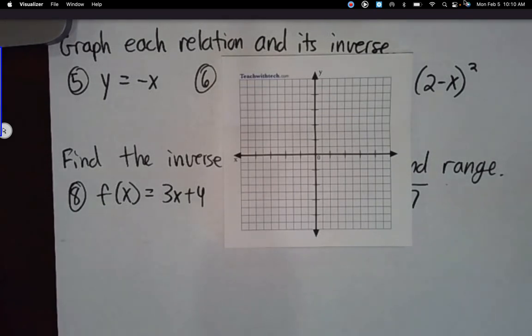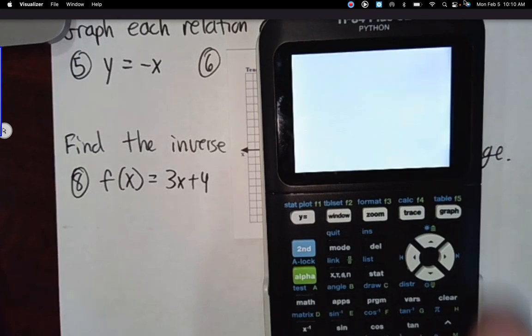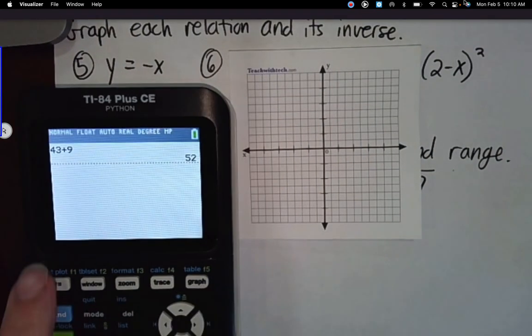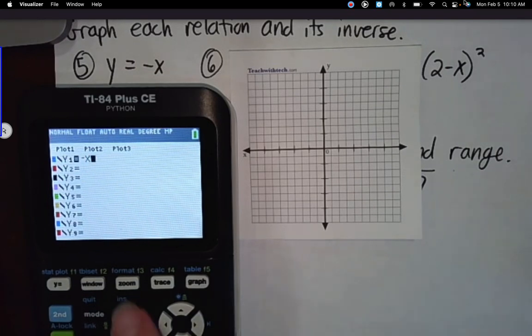First part is not too bad. Can you graph? On mine, I'm starting with an easy one. Y equals negative x. Okay? So what I would do, it says graph it. So I go to my calculator, and I go to y equals, and I type in negative x.